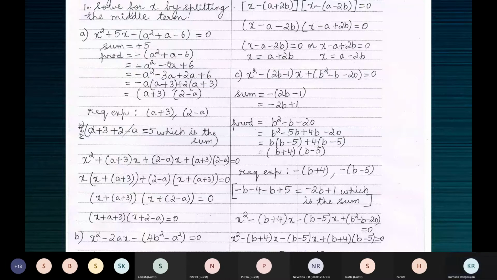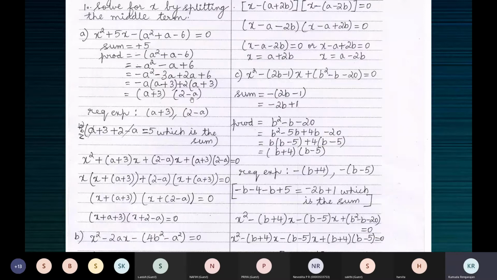Now, this is the sum, this is the product. We need to find the two expressions to split the middle term here. For that, you need to first work this. The sum is plus 5 and this is the product. To find the two expressions that satisfy the sum and the product, you need to first work this product, the expression you have for the product, by factorizing it by splitting the middle term.